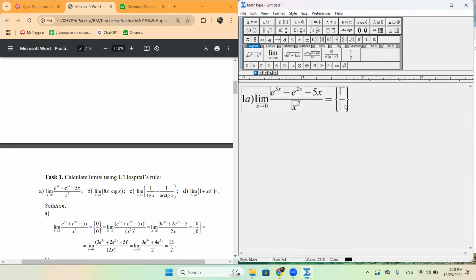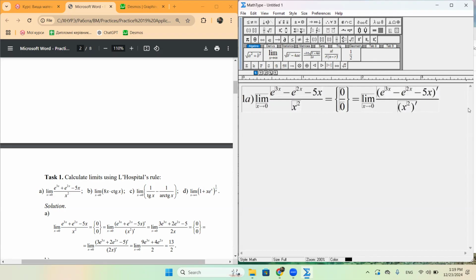We have the following indeterminate form: 0 divided by 0. Now we need to differentiate this expression and eliminate the indeterminate form. So let's differentiate. I will do it like this. Everything will be written in detail for now.